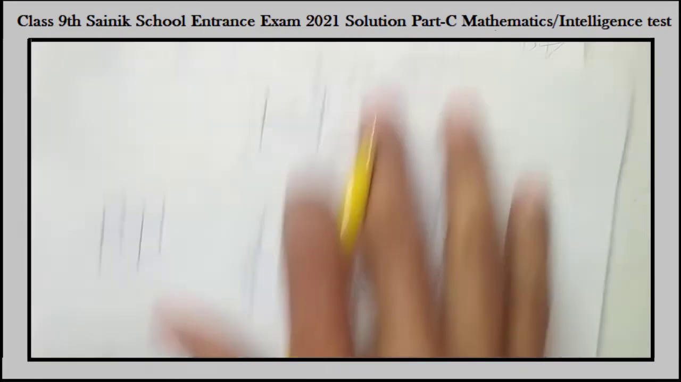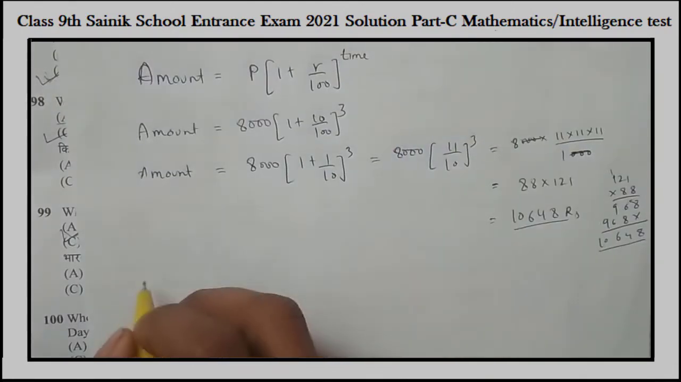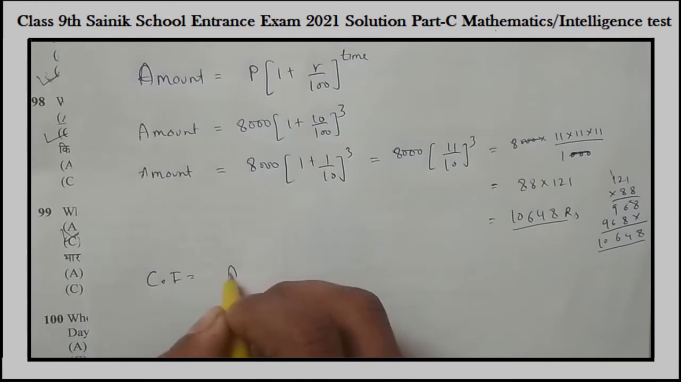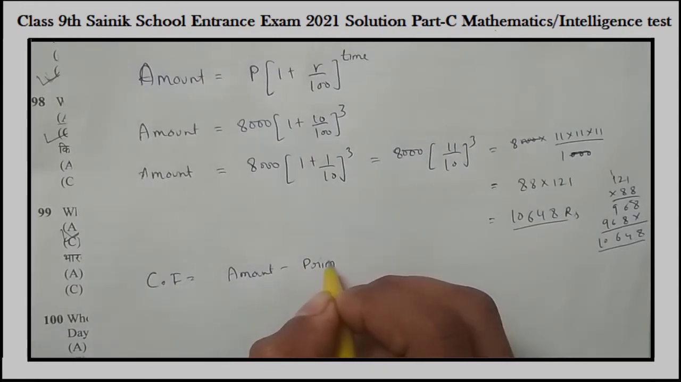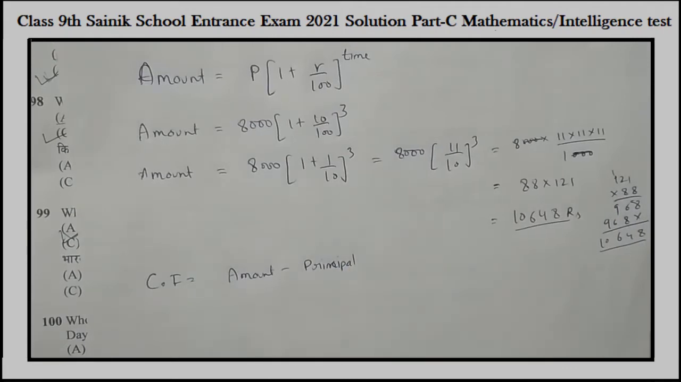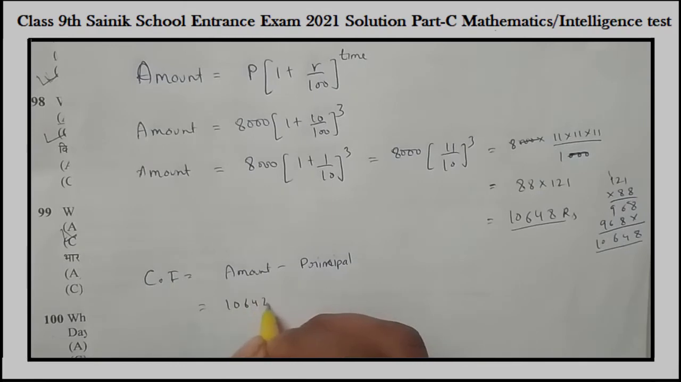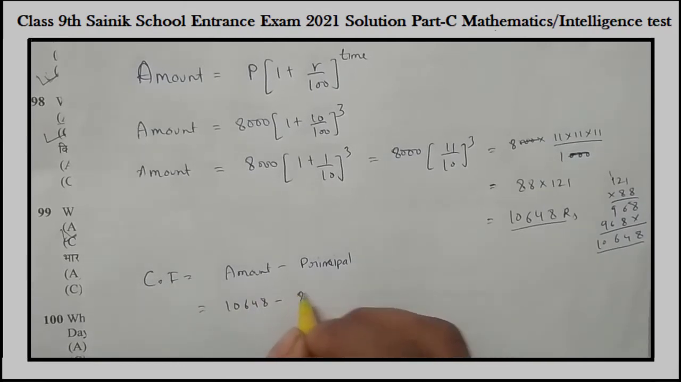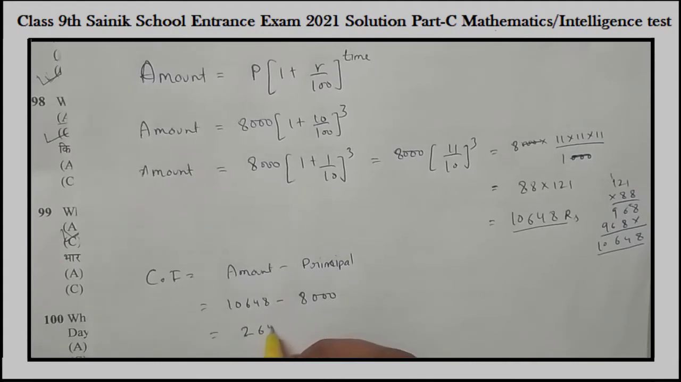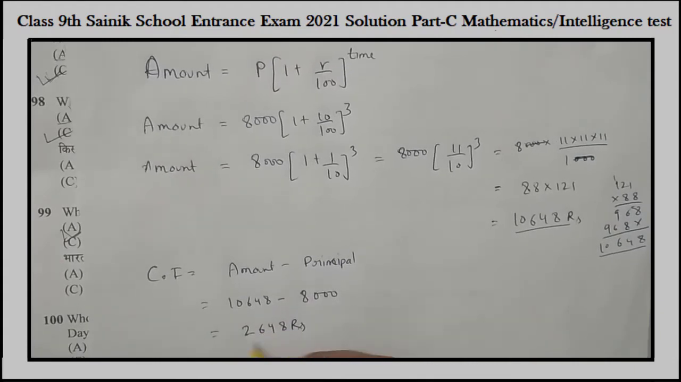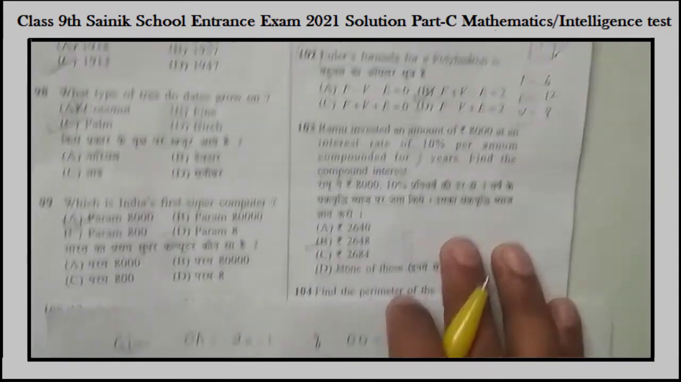And what is the question asking? The question is asking only the compound interest. So compound interest is equal to amount minus principal. Okay, what is the amount? Amount is 10648 minus what is the principal amount? 8000. So the answer will be 2648 rupees. Okay, so the correct option is option B, 2648.